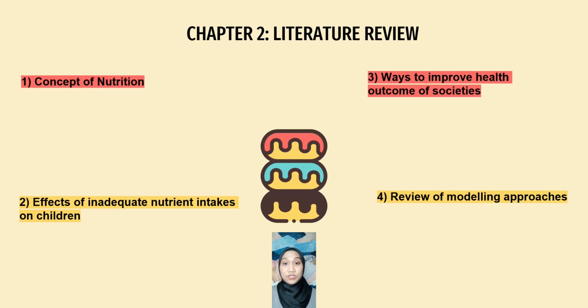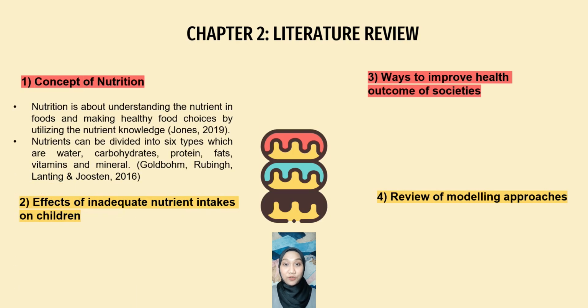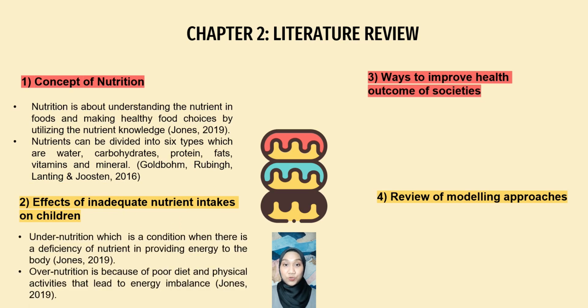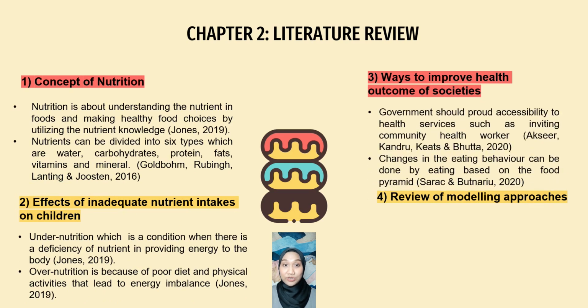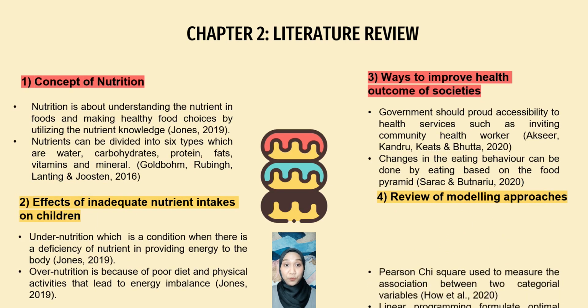Chapter 2 is about the literature review. First is the concept of nutrient. Nutrition is about understanding the nutrients in food and making healthy food choices by utilizing the nutrient knowledge. Nutrients can be divided into 6 types, which are water, carbohydrates, protein, fats, vitamins, and minerals. Each type of nutrient has a purpose for your body.